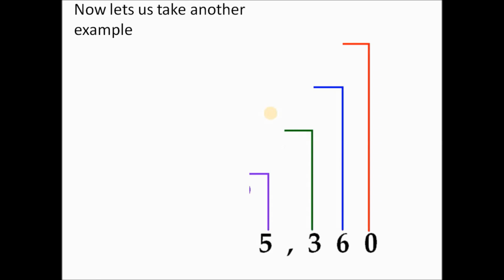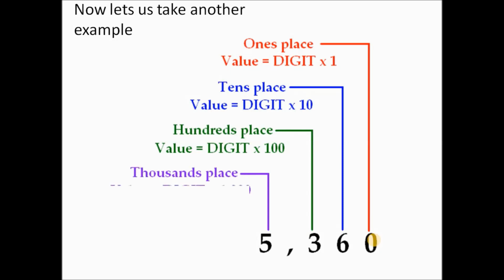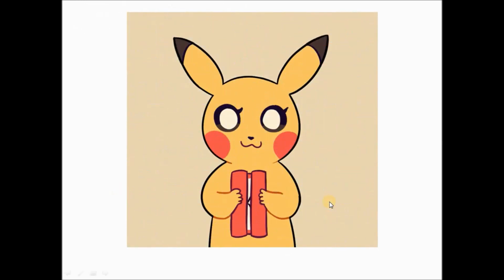We have the number 5360. If we start from the right hand side, we have the first digit, which is 0, which is in the units place or ones place. Therefore, we write it as 0 into 1. Then we have the tens place. So 6 into 10. Then we have the hundreds place. The digit is 3 into 100. And similarly, 5 is in the thousands place. So 5 into 1000. When I read this number, since 5 is in the thousands place, I will read it as 5,360.